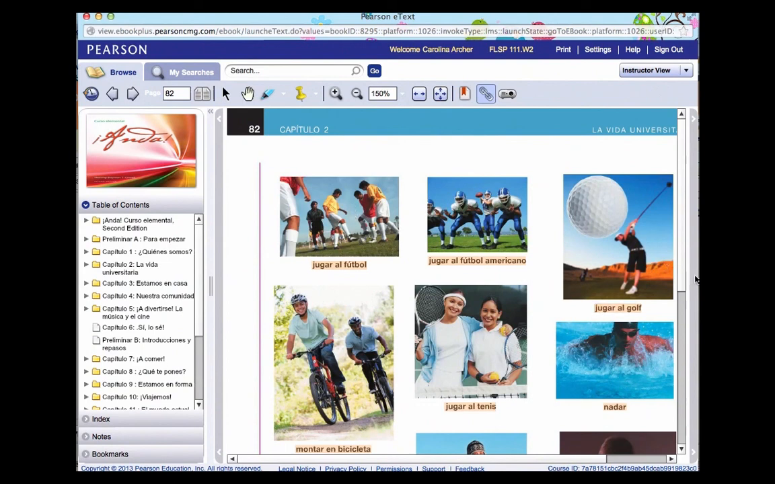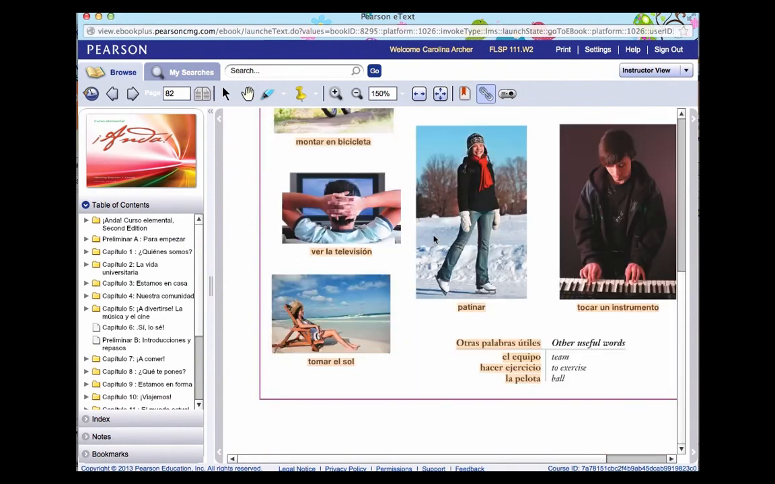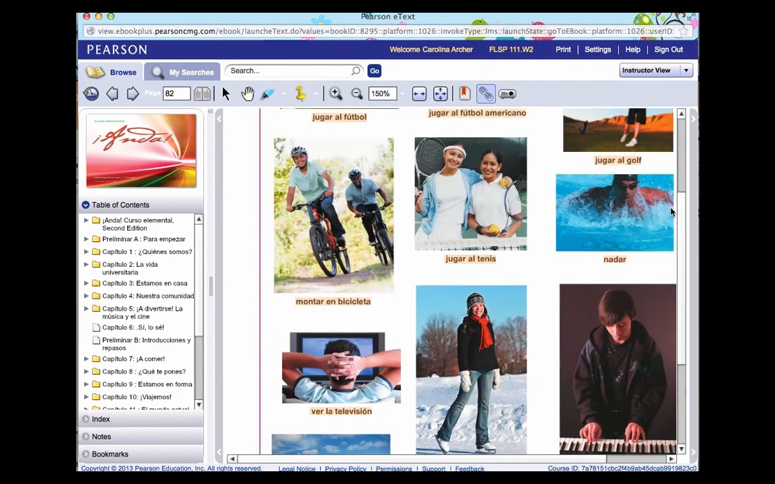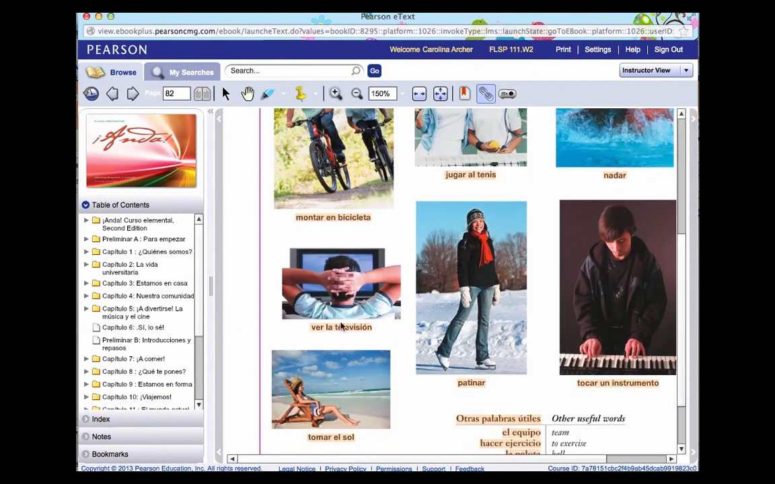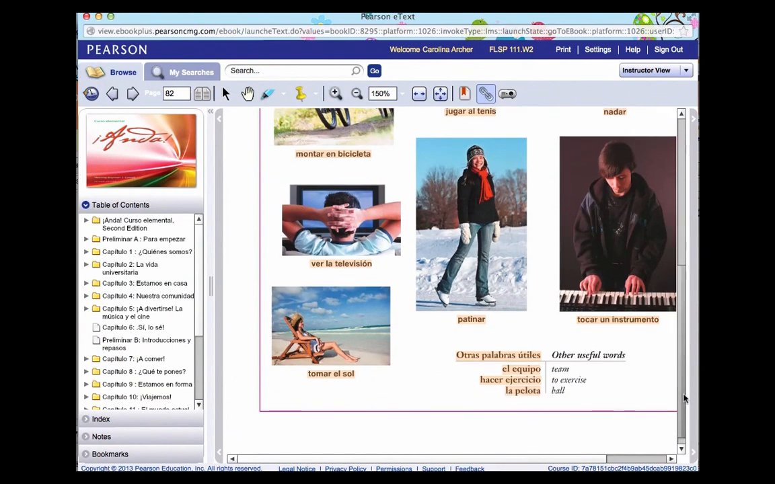Jugar al golf. Montar en bicicleta, to ride a bike. Jugar al tenis, play tennis. Nadar, to swim. Ver la televisión. Patinar, to skate. Tocar un instrumento, to play an instrument. Tocar el piano, tocar la flauta, whatever. Tomar el sol, to lie in the sun or to sunbathe.